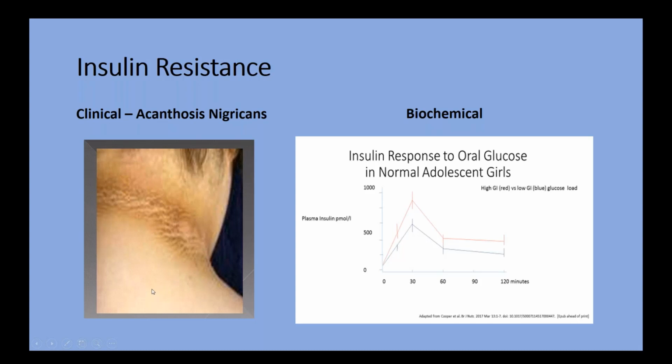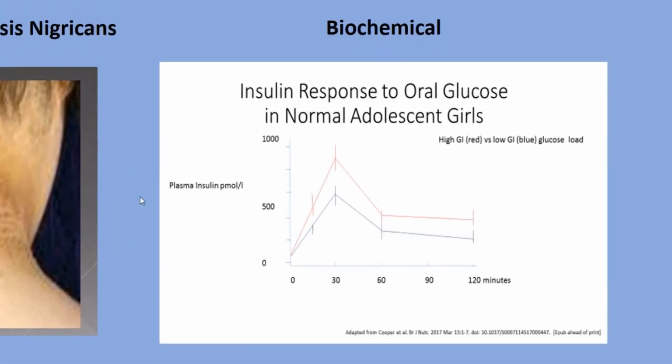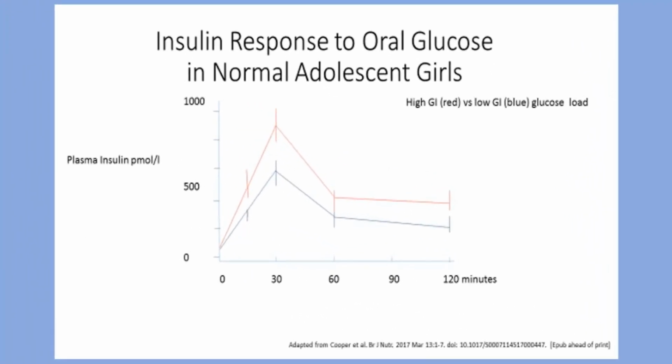Young children may not have elevated fasting insulin levels, but when you give them a glucose load, be it meal, be it oral glucose tolerance tests, 75 grams of carb, you end up demonstrating a markedly exaggerated insulin secretory response. So the panel on the right reflects response. So on the x-axis are the minutes following consumption of breakfast, and on the y-axis is plasma insulin levels.